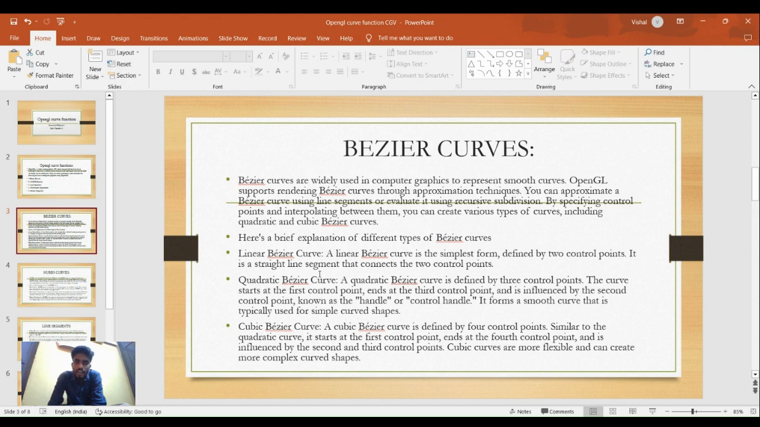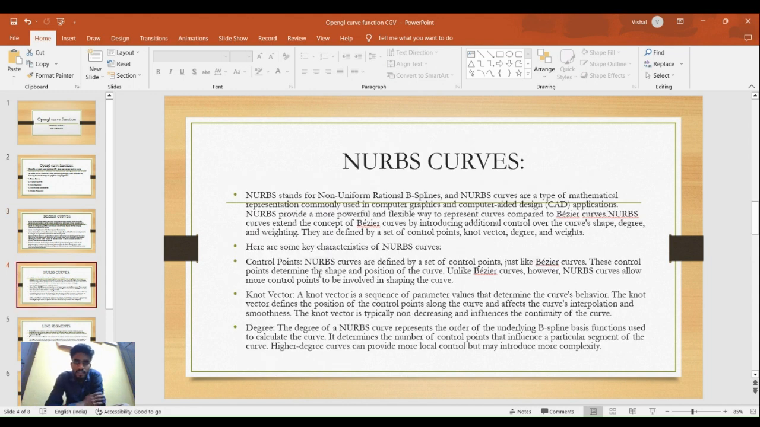Cubic Bezier curve. A cubic Bezier curve is defined by four control points, similar to the quadratic curve. It starts at the first control point, ends at the fourth control point, and is influenced by the second and third control points. Cubic curves are more flexible and can create more complex curved shapes. Next, we'll see about NURBS curves.